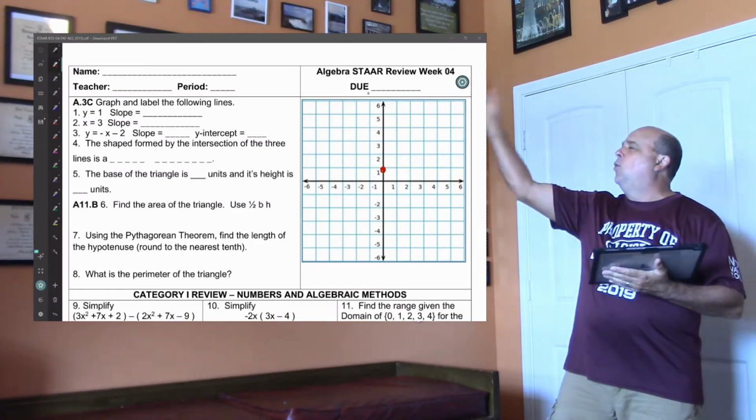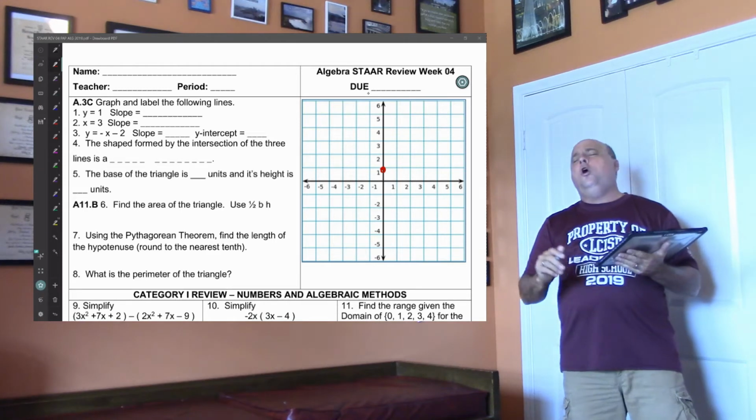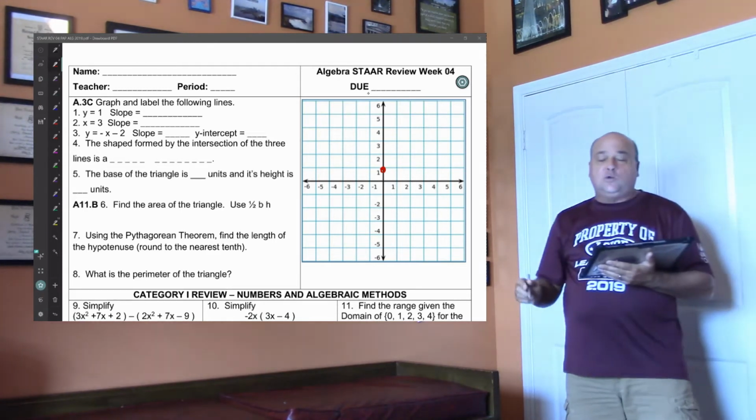So number 1, we have y equals 1. That's going to be a line that goes through the y-axis at 1. Let me record this. I haven't started recording yet. And we are recording, and my whiteboard magically appeared. Okay, so on number 1, it's y equals 1.